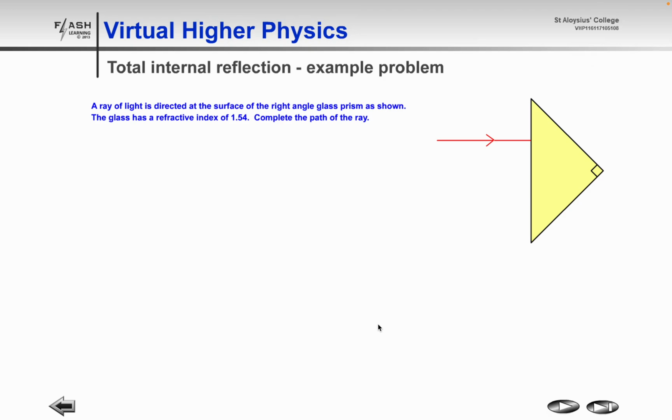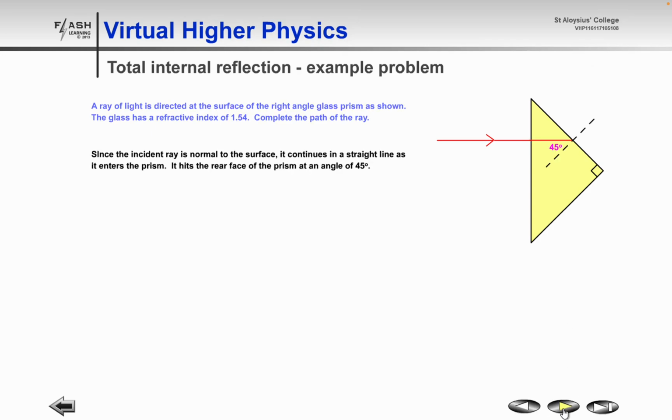So if we look at a worked example based on total internal reflection, in this example here we have a path of a ray hitting a right angle glass prism as shown, and it goes straight through that first surface because it's at right angles to it, and then it hits the second surface at 45 degrees.